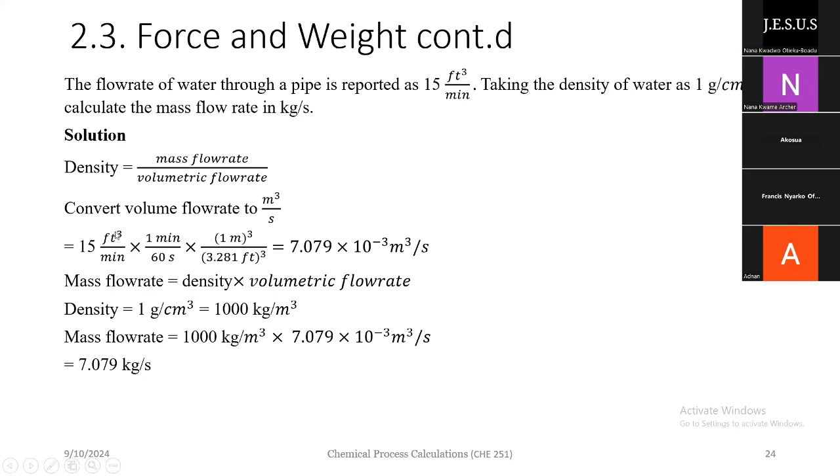We need to eliminate the feet cube also. 1 meter gives us 3.281 feet. So our feet cube and feet cube cancel out. Minute cancels out. So we are left with meter cube per second, and that becomes our volumetric flow rate.